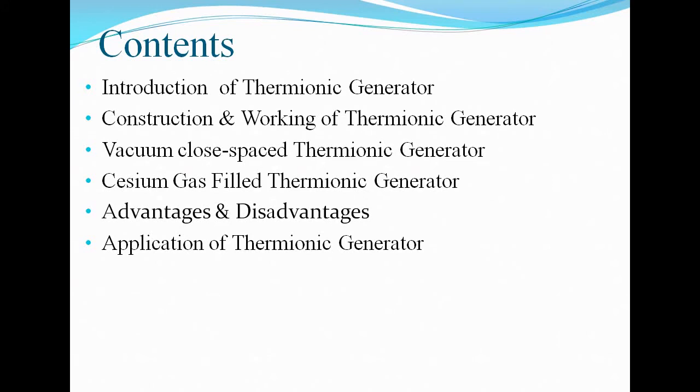Now the agenda of this presentation is the introduction of the thermionic generator, then construction and working of the thermionic generator, various components of the thermionic generator. Then there are two types. First one is the vacuum closed spaced thermionic generator and second one is the cesium gas filled thermionic generator. So that also we are going to see. And then advantages and disadvantages of this particular generator, and then finally applications.